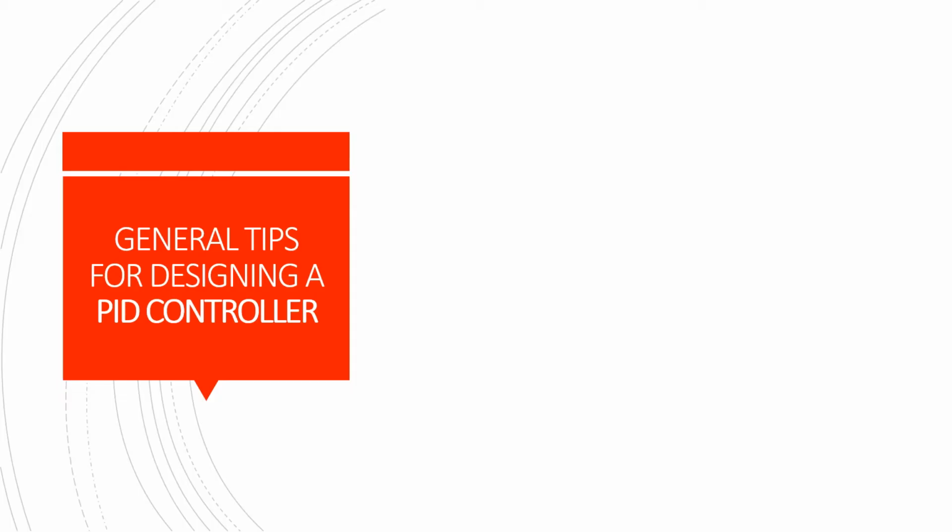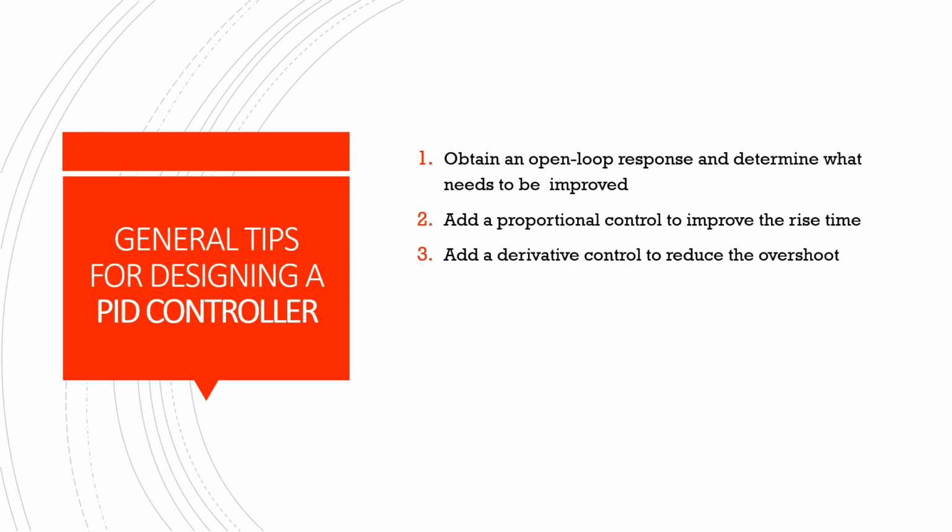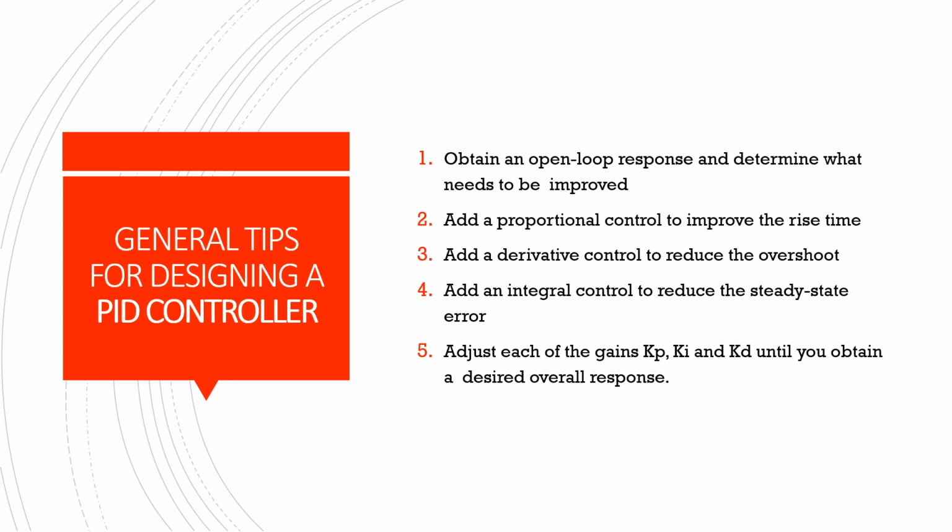Let's look at the general tips for designing a PID controller. Obtain an open loop response and determine what needs to be improved. Add a proportional control to improve the rise time. Add a derivative control to reduce the overshoot. Add an integral control to reduce the steady state error. Adjust each of the gains Kp, Ki and Kd until you obtain a desired overall response.